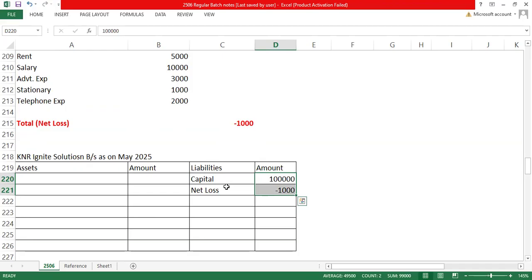If I had made, let's say, 5,000 profit, my capital would have become 105K. Now as I incurred a loss of 1,000, in my 100K, I lost 1,000. That is what I'm reducing. Finally, it will become only 99K. So your final adjusted capital is only 99,000. You introduced 100K, but you are now with only 99K. That is the position of your liabilities.